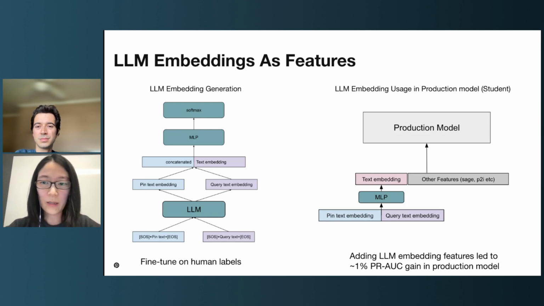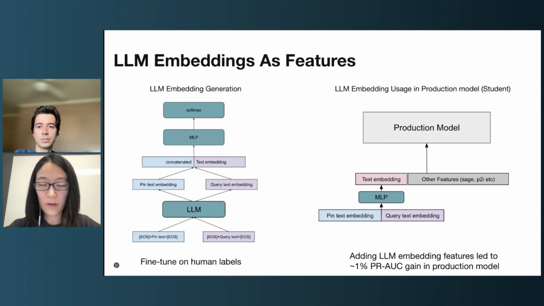To use the embeddings in the production model, we concatenate the pin and the query text embedding through a small MLP layer, and then concatenate the output, which is the combined text embedding, with other features such as the pin to interest, and then together we feed that into the production model.